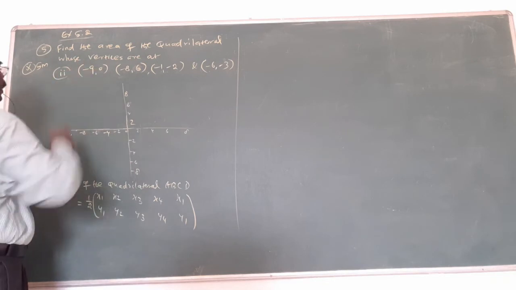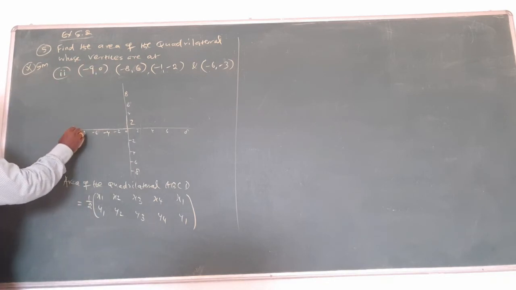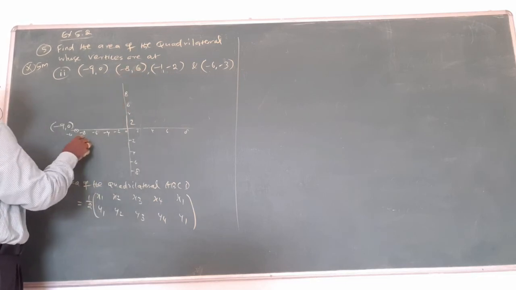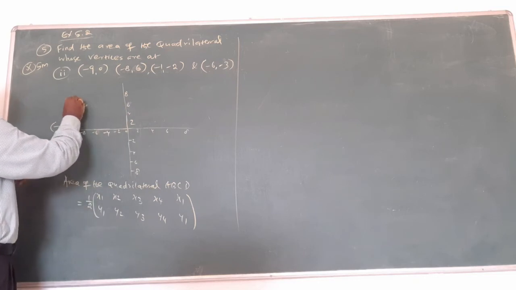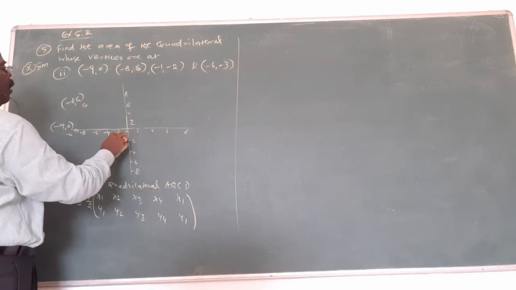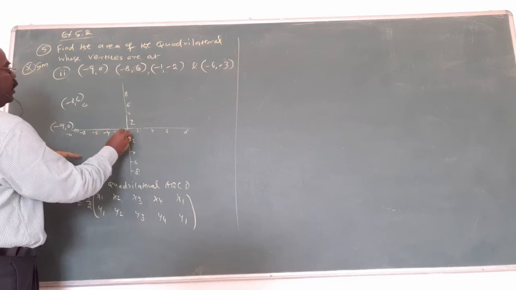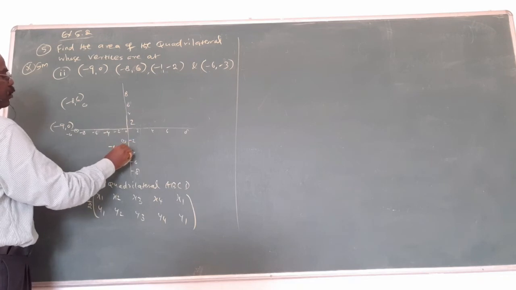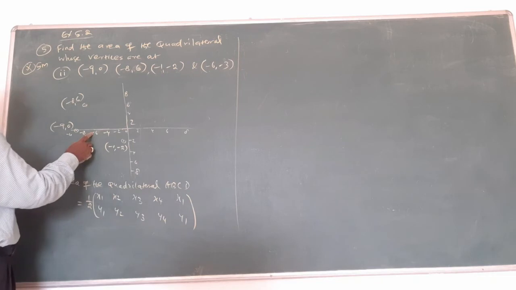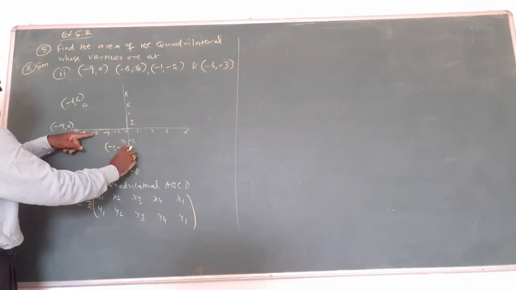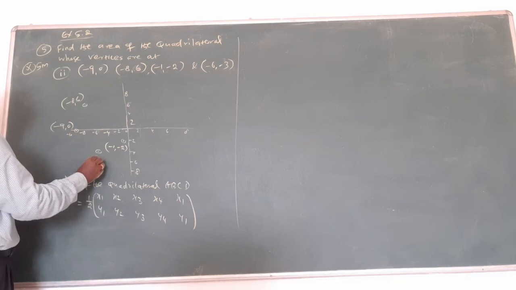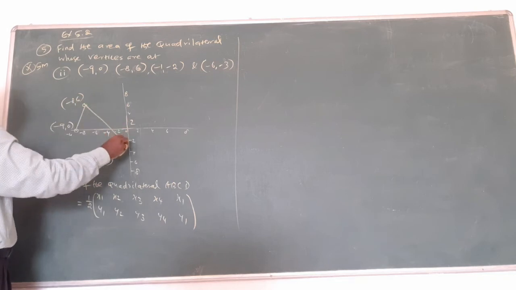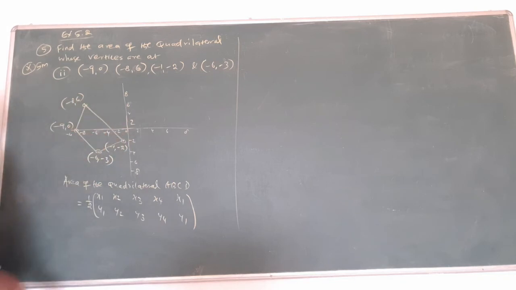Now, minus 9 comma 0: minus 9 here, 0 also here, minus 9 comma 0, this one. Minus 8 comma 6, you know. Minus 1 comma minus 2, minus 1, minus 3 here. 0, minus 2, so in between minus 1, here minus 1 comma minus 2. Minus 6 comma minus 3, what is that? Minus 6 here, 3 here. Am I correct?